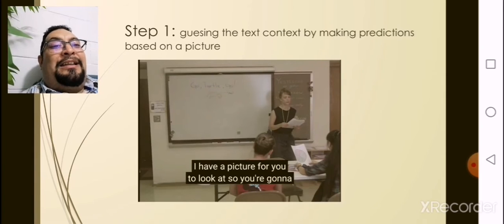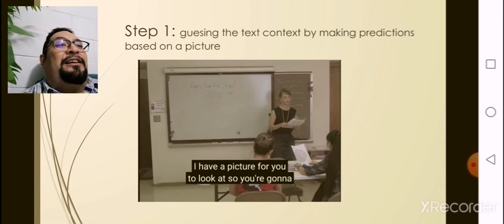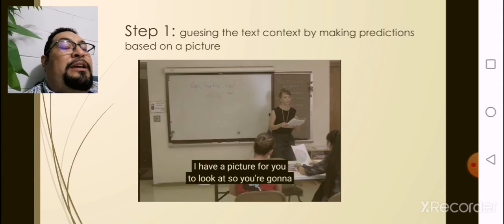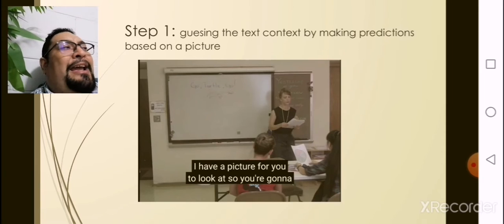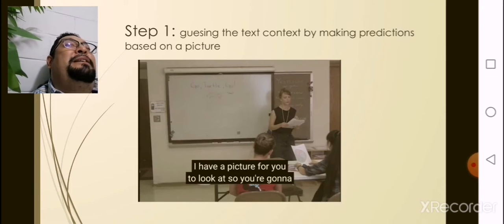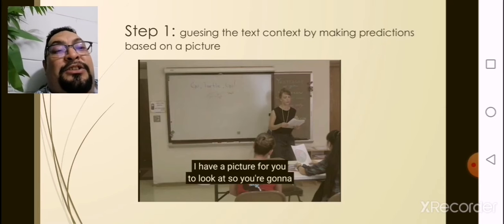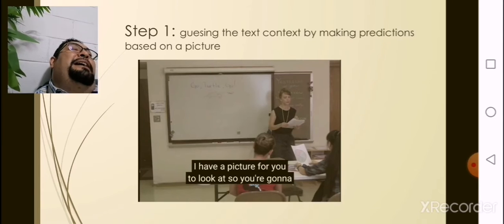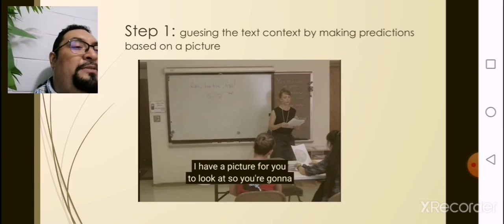Okay, step one of our technique that we are going to cover today is guessing the text context by making predictions based on a picture. The teacher in this particular situation will share with the students a picture related with the text, and students will take turns to guess what is the meaning of the context, what is the text related to, if they have any clue or any word that they need to understand before the text is covered.